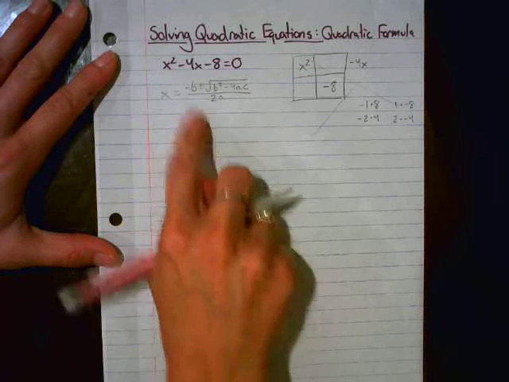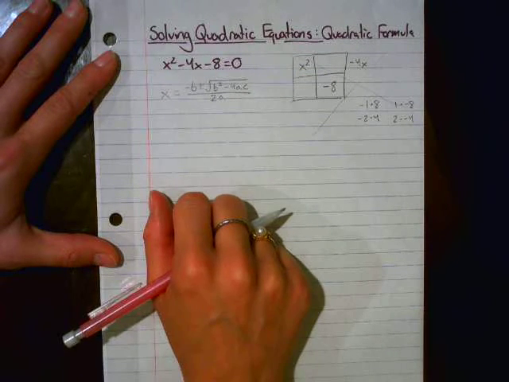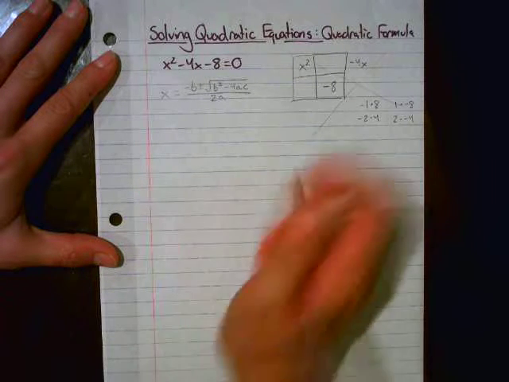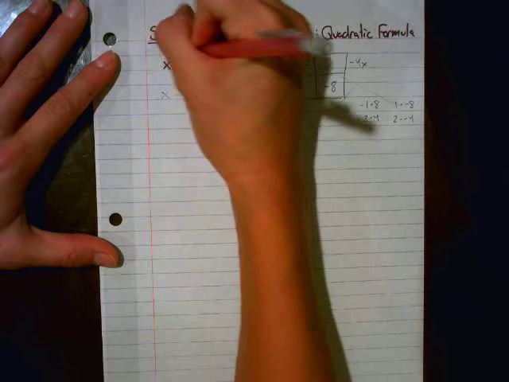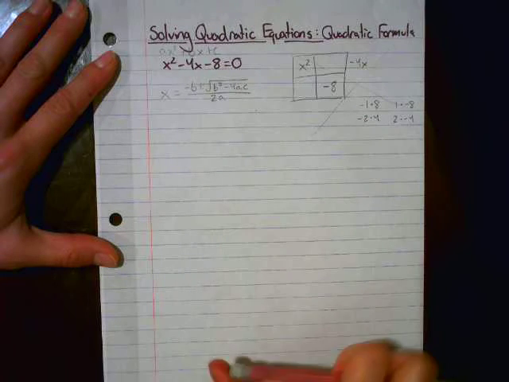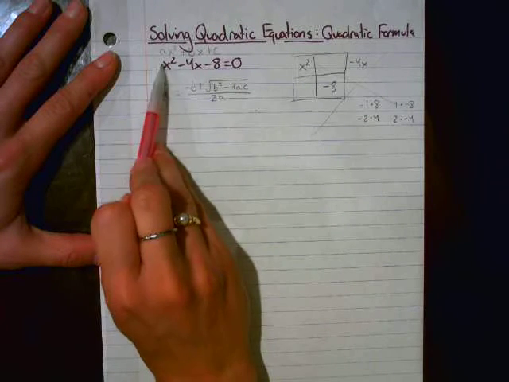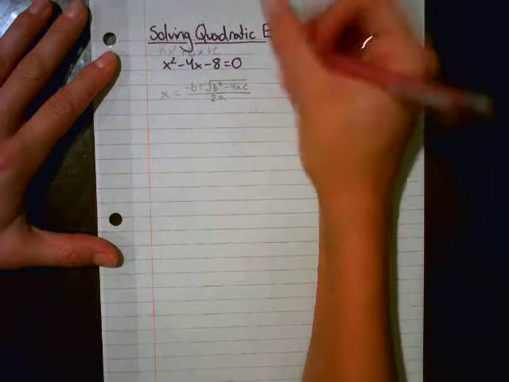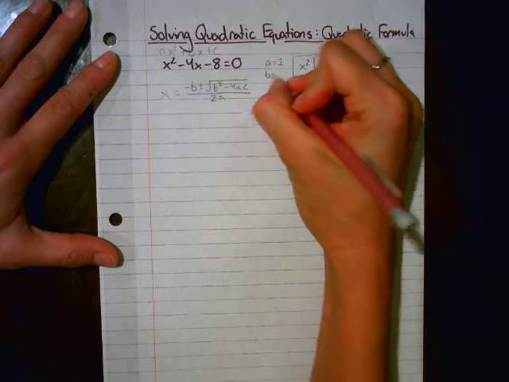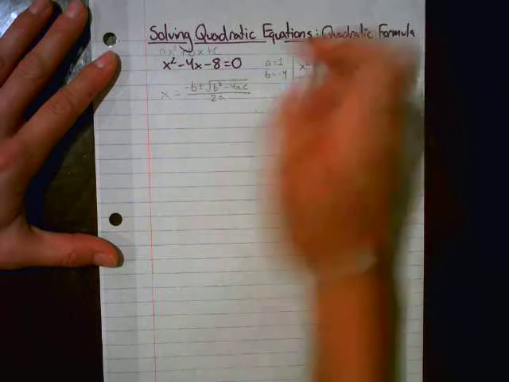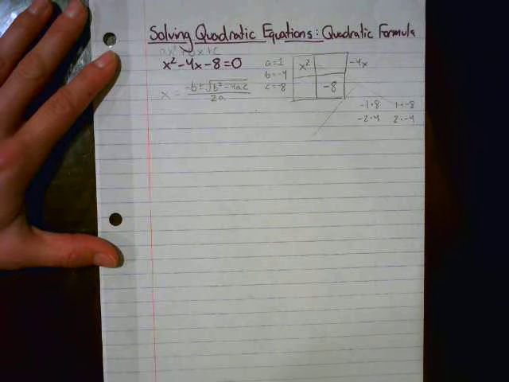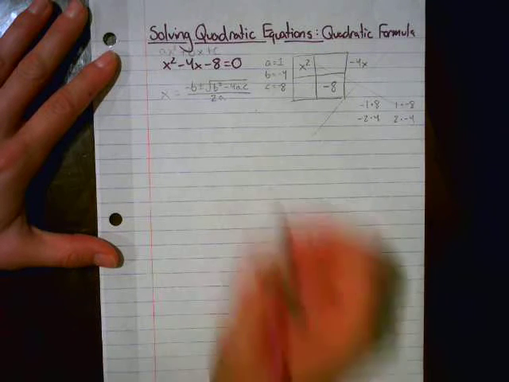So if I want to use that for this quadratic equation right here, all I need to do first is identify my a, b, and c. And remember, this comes from the form ax squared plus bx plus c, which would mean that my a, since there's not a coefficient in front of x squared, would be 1. My b would be negative 4. And my c would be negative 8. So these are the values that I'm going to be plugging into the quadratic formula. Let's go ahead and do that.